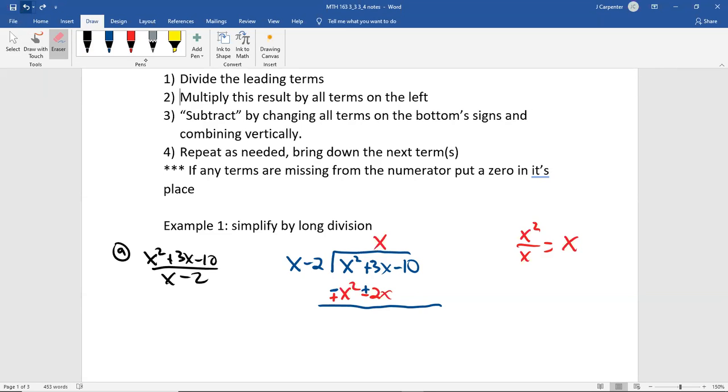All right, so x squared minus x squared cancels, it makes 0. Spoilers, that's always going to happen. The first one should always cancel. If it doesn't, I can guarantee you made a mistake. Then the 3x plus the 2x is a 5x. See, I'm using the top ones, the changed signs, and then we just bring the minus 10 down. You can bring everything down if you feel the need.